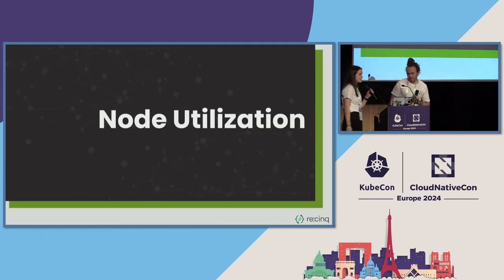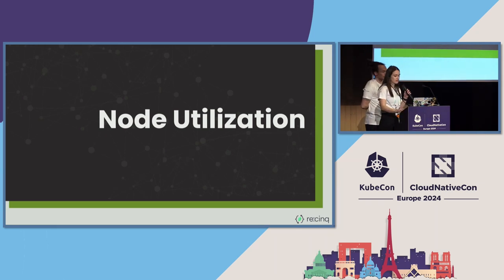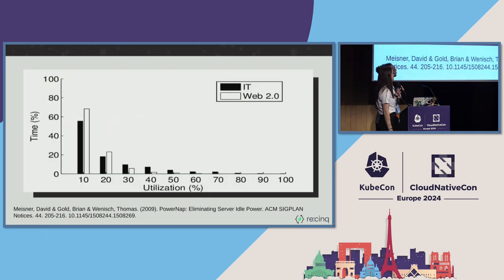So then we decided to think, well, how would node utilization come into effect with this? It was observed that a majority of utilization is only sitting between 10 and 20% on servers. This graph may be from 2009, but we found other data that was very comparable. McKinsey and Company found 15% of global utilization falling around 15%, and then in 2022, IBM found that server utilization was only falling in between 12 and 18% of capacity.